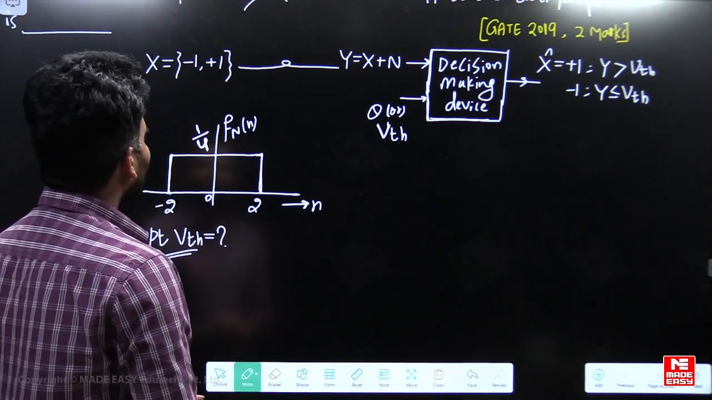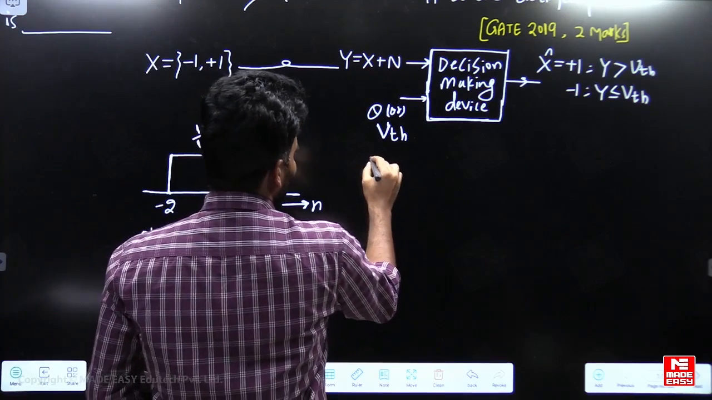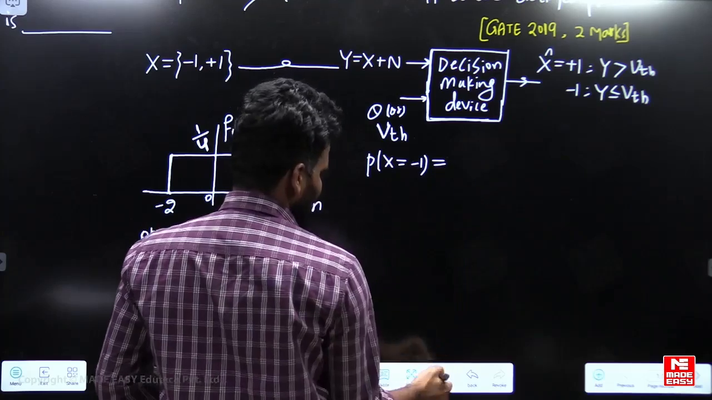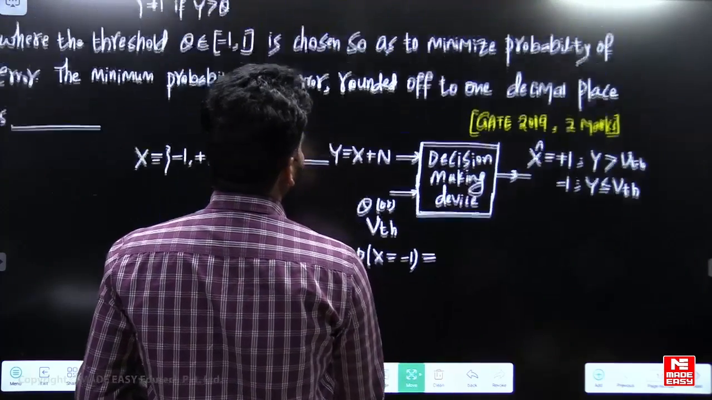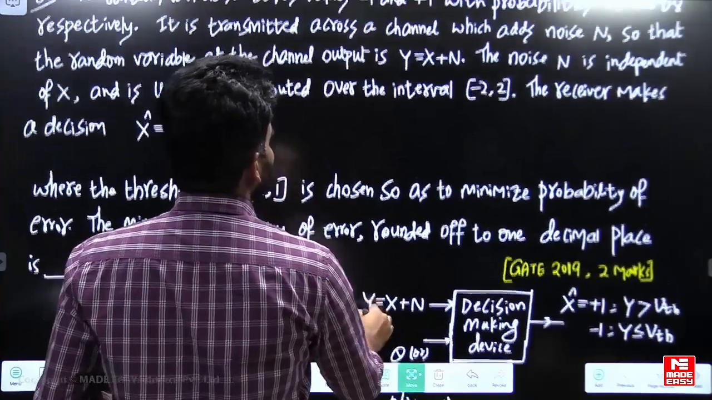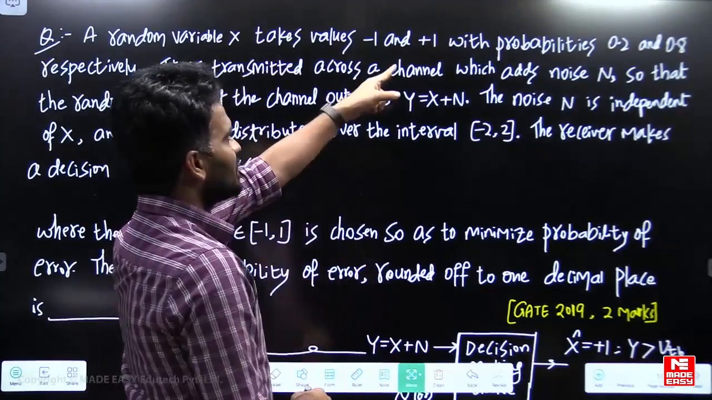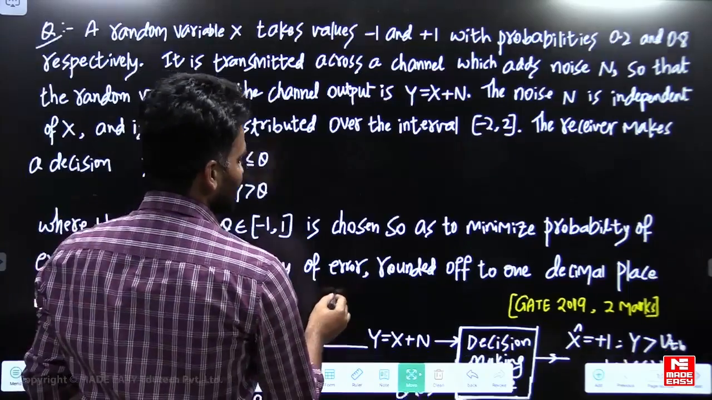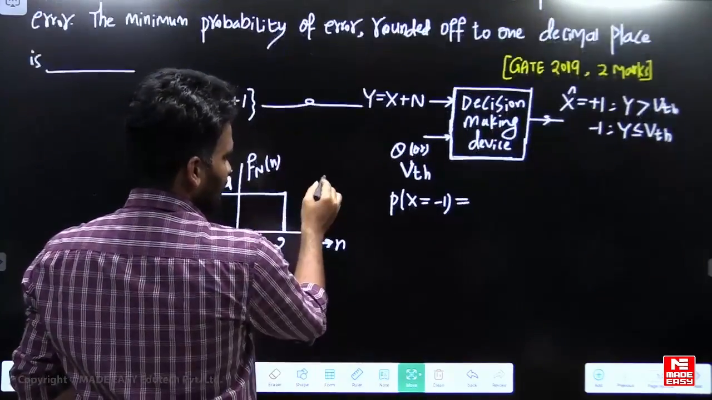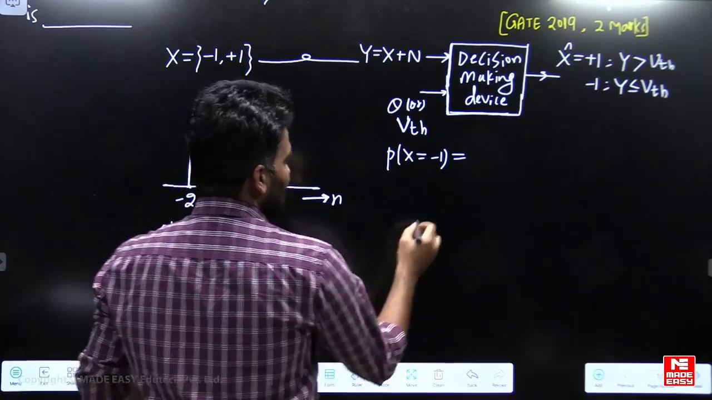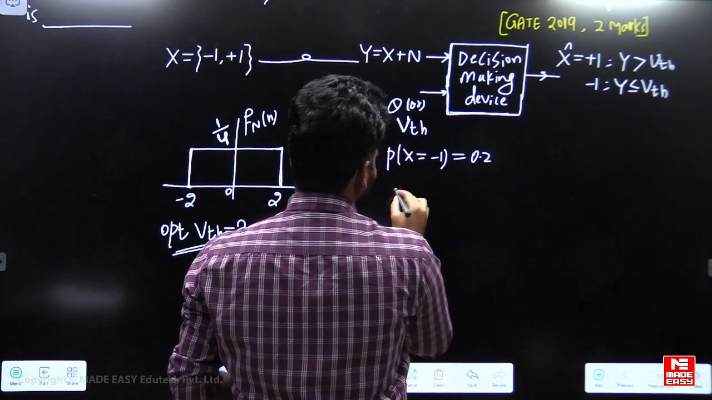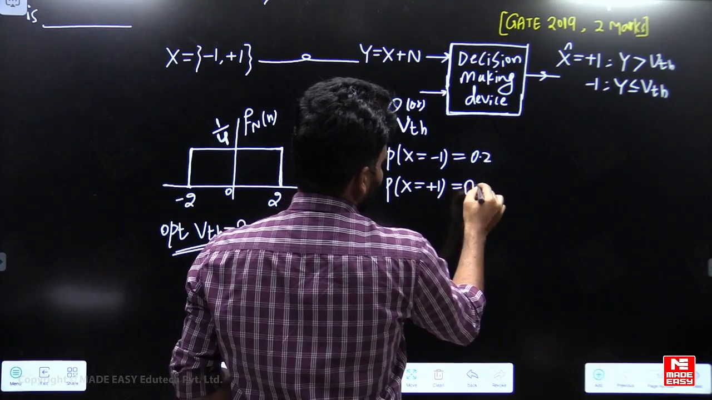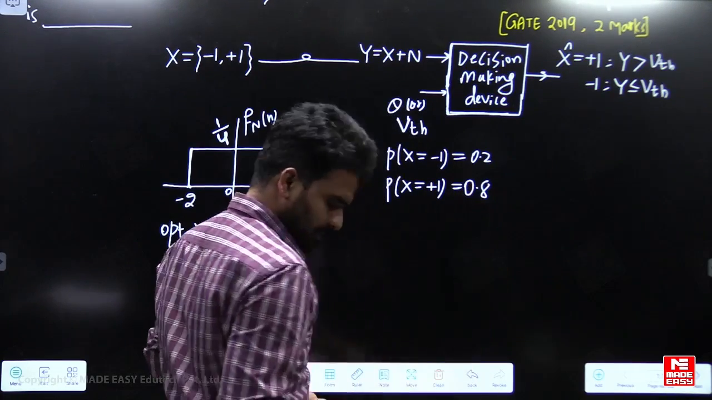And yes, it is given in the question that the probability of x equals -1 is how much? In the question it is given x takes the values of -1 and +1 with probabilities of 0.2 and 0.8 respectively. So x equals -1 is 0.2 and x equals +1 is 0.8.